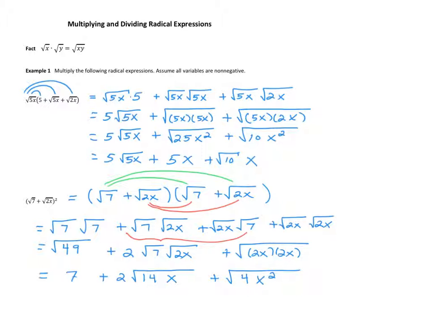Scanning this, I can't do anything with the 7. Can't break this apart anymore. There's no perfect squares. But here, I have 4, and when I take the square root of 4, I get 2. Here I have x squared, and when I take its square root, I get just x. I'm going to take this one step further, where this is 7 plus 2 times the square root of 14x, but then plus 2x. So this is the final answer to this problem here. And that is it for example 1.